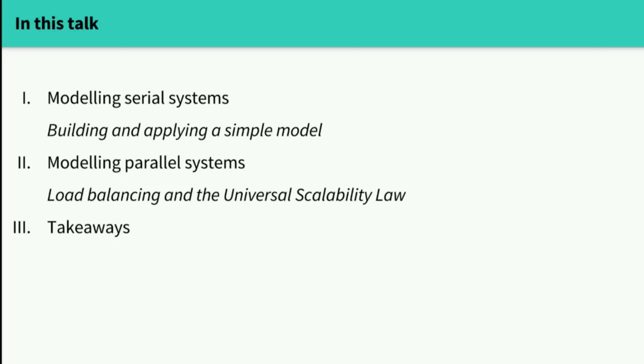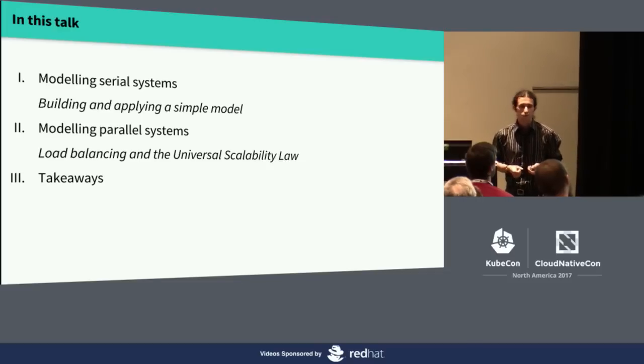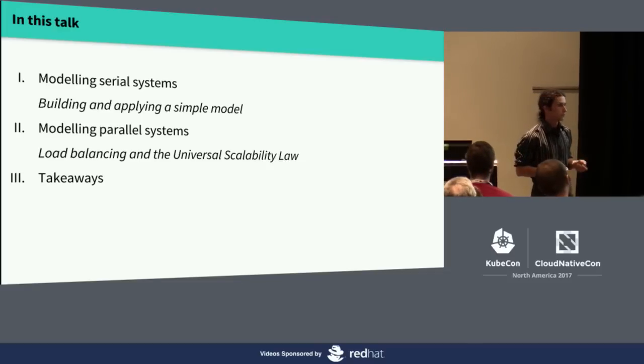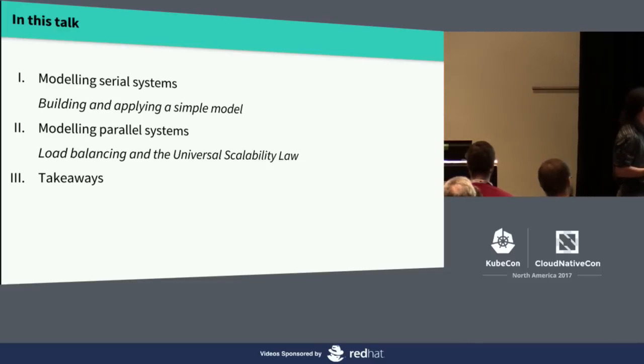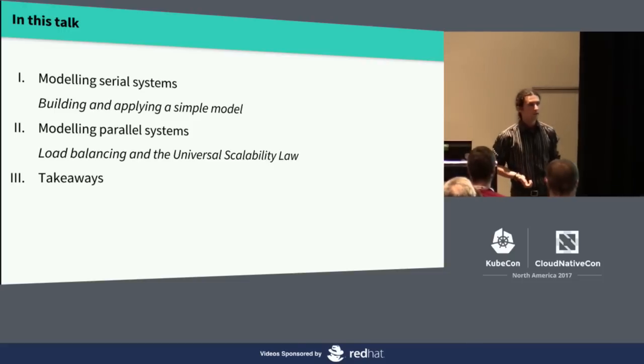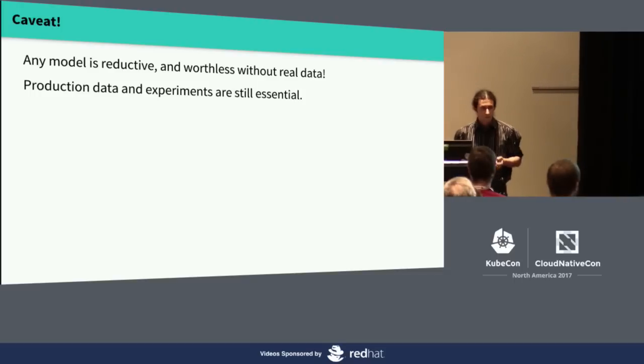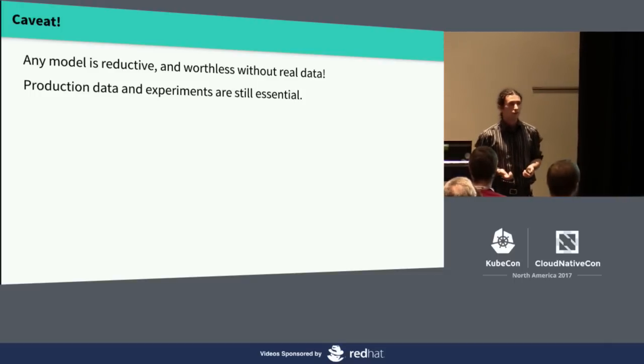this audience. So in this talk, I want to make these theses concrete by talking first about how you would build a model of a simple serial system, one that does just one thing at a time, and use it to derive some insights about real-world workloads. Then I want to extend that to talking about parallel systems, how you can reason about load balancing strategies, and how you can use something called the universal scalability law to predict how your system will scale as your traffic or your capacity grows. And finally, we'll summarize some of the things that we see along the way and some key takeaways.